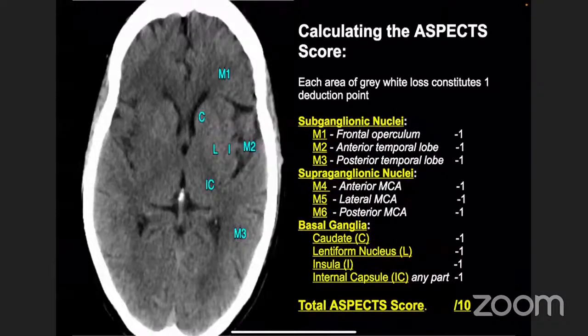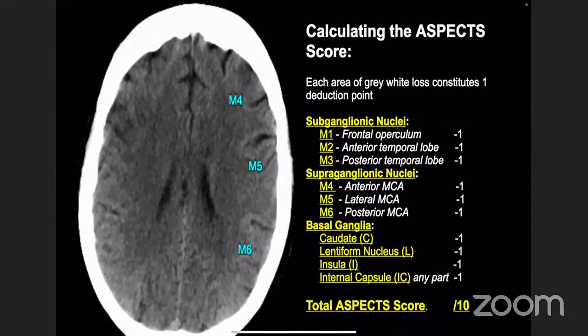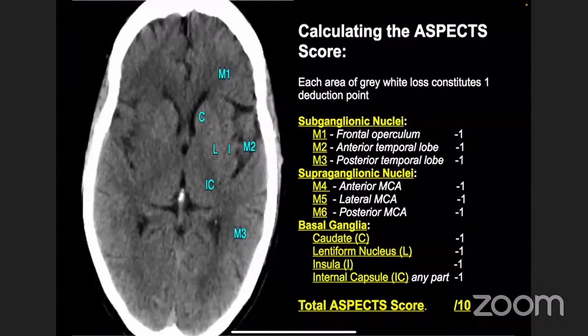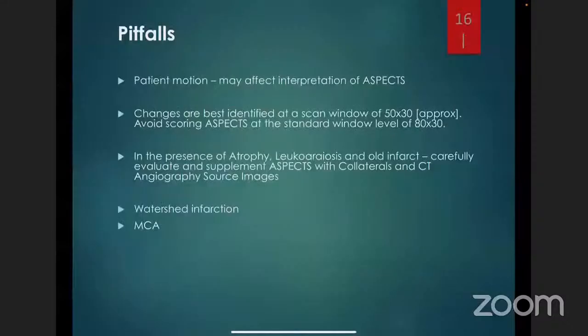We have the supraganglionic level and the basal ganglia level. The supraganglionic level includes M4 for the anterior MCA, M5 for the lateral MCA, and M6 for the posterior MCA. At the ganglionic level, M1 is the frontal operculum, M2 the anterior temporal lobe, and M3 the posterior temporal lobe, along with the caudate, lentiform, insula, and internal capsule. So the total ASPECT score is out of 10. If the patient's ASPECT score is less than 6, there is a high risk of hemorrhagic transformation, and we have to ask ourselves: is this patient going to benefit from acute treatment or not?